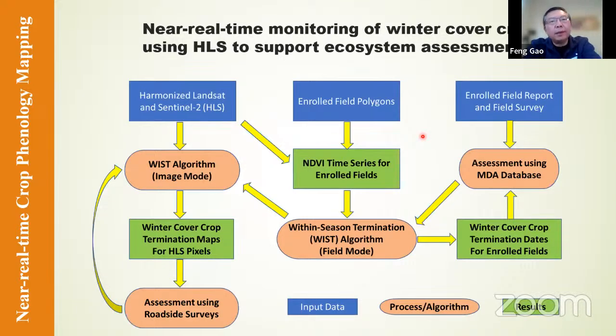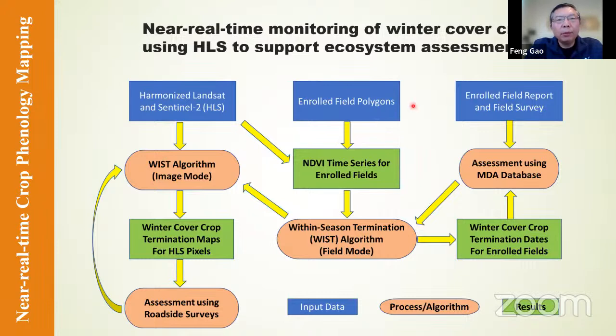And then we developed a system to support this agroecosystem assessment. It's called near real-time monitoring for winter cover crop using harmonized Landsat and Sentinel-2. We have the Landsat HLS data. You can download this data from LP DAAC. I think the latency is probably only 3 to 4 days. They are doing a good job harmonizing Landsat and Sentinel-2, making them consistent radiometrically and geometrically, in 30-meter resolution data. And they provide a much better cloud mask, I think, than the Sentinel-2 data product.